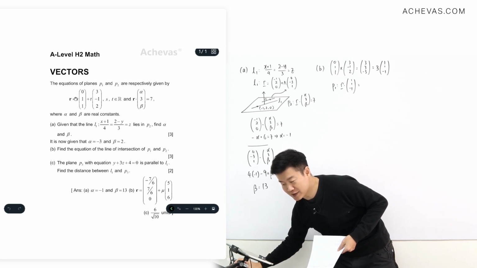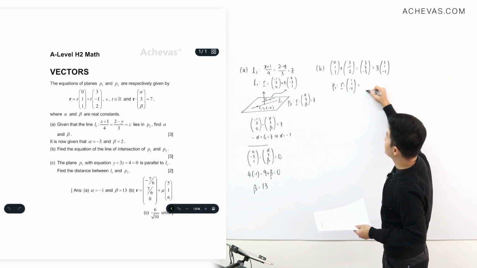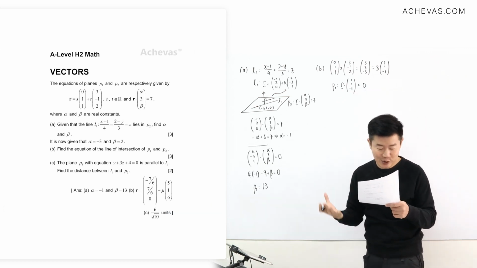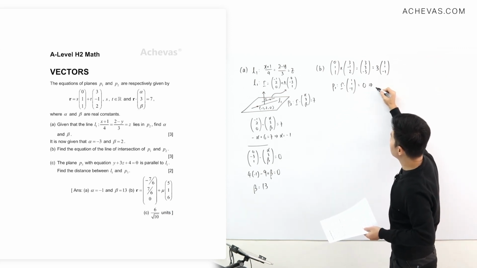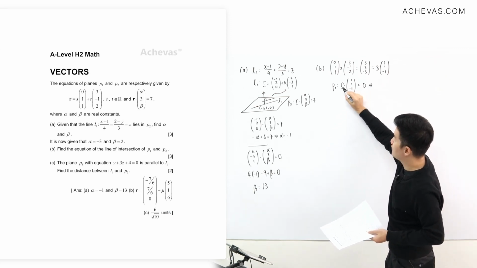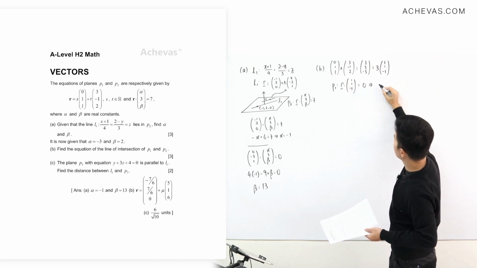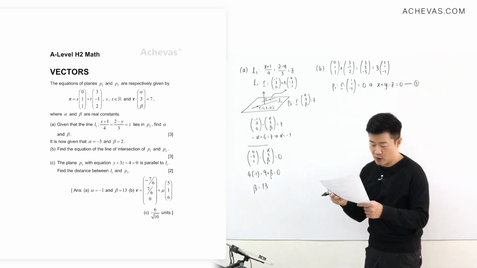So we can assume that (0, 0, 0) should be lying on the plane P1. Okay, so if it were to be (0, 0, 0) dot this, it is going to be 0. So this is the equation of P1 in the dot product form, which we should be getting in the Cartesian form. So replacing r by x, y, z, x, y, z dot this will be x plus y minus z is equal to 0. This is equation number 1.